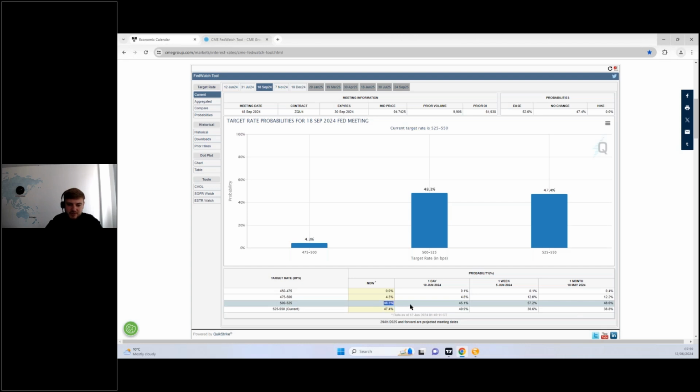But now it's 50-50, right? So the market is unsure as to whether we will get a cut or not in September. I reckon today may give us that answer. Right, you got the inflation print.